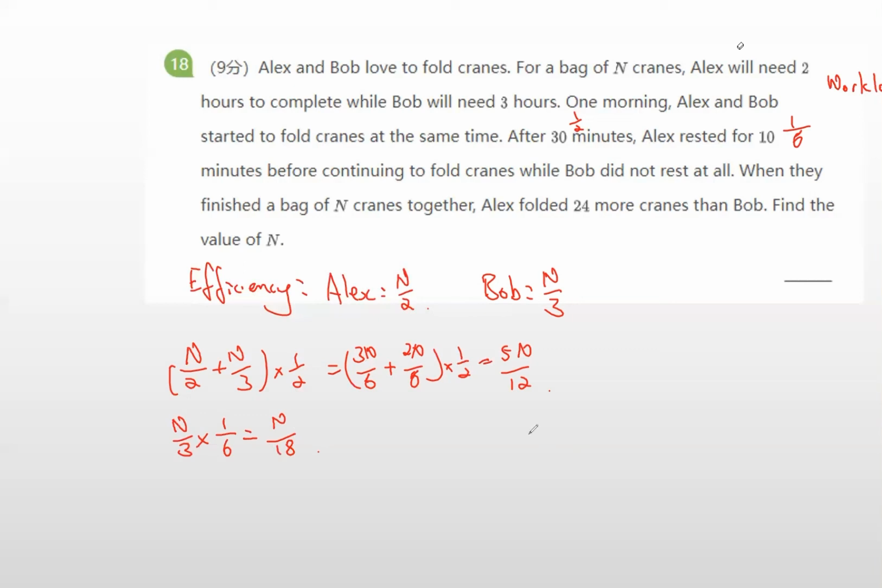Then after 10 minutes, they started to fold the prints together again. So the efficiency is still N over two plus N over three. That's the total efficiency. Total is N over two plus N over three, which is 5N over six. So in that time, we don't know how long they folded again to finish the bag. We know that after 10 minutes, that's 40 minutes gone already. After 40 minutes, they have folded N over 18 plus 5N over 12. Right.